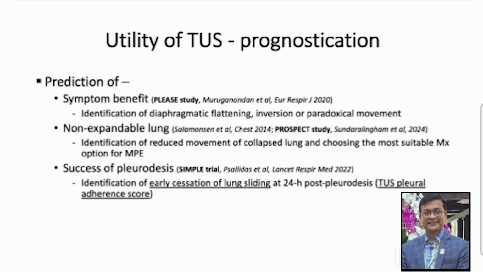We can also assess the prognosis of a certain pathology by doing this thoracic ultrasonography. That is, whether the patient will get symptomatic benefit, by identification of diaphragmatic flattening, inversion, or paradoxical movement. In case of non-expandable lungs, especially in malignant pleural effusion, we can determine which is the best possible option for the management of this malignant effusion.